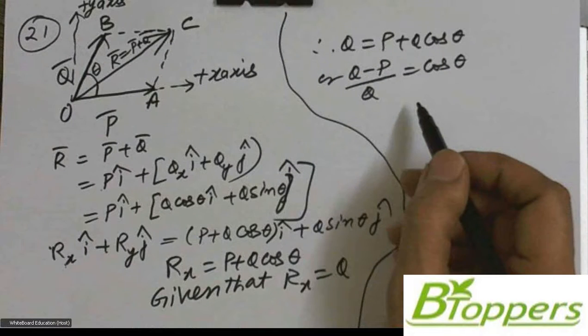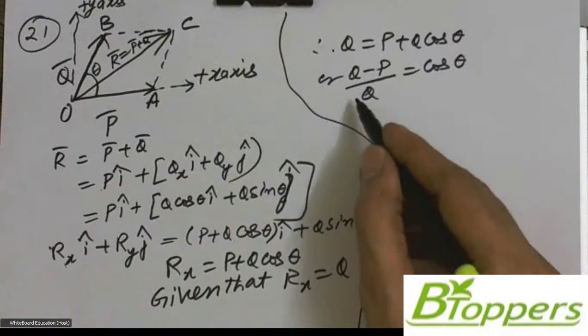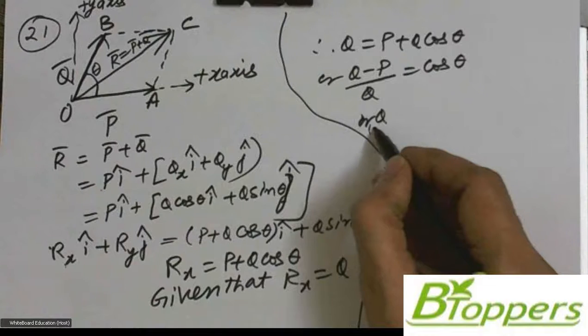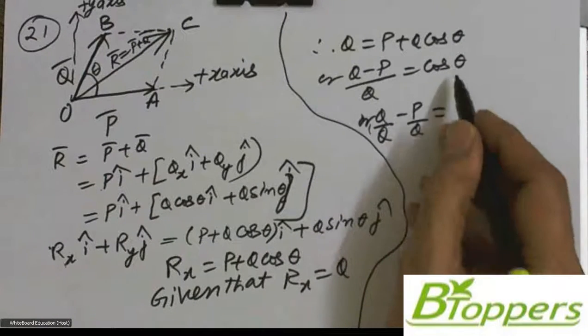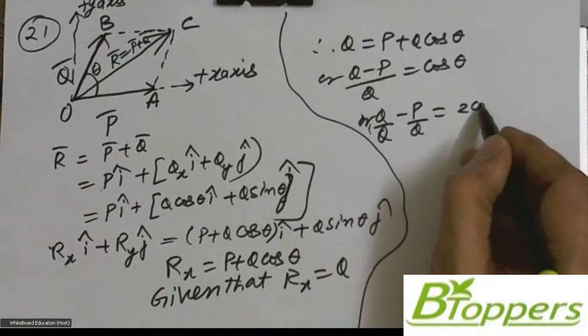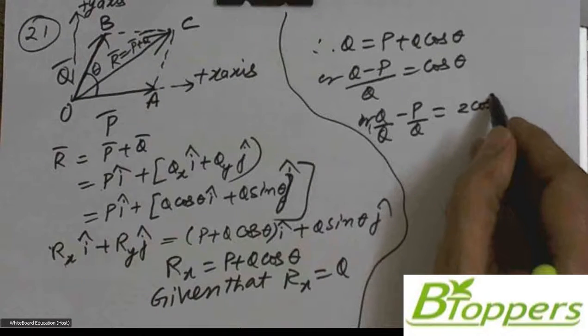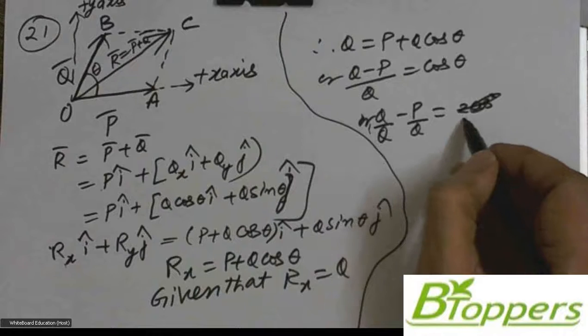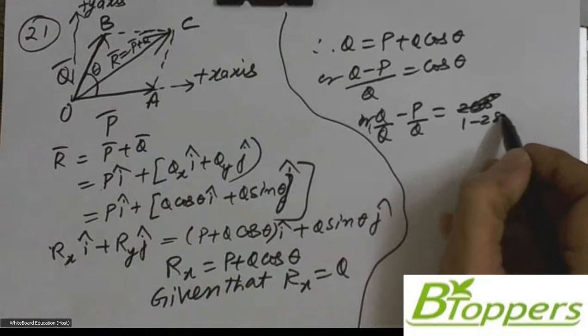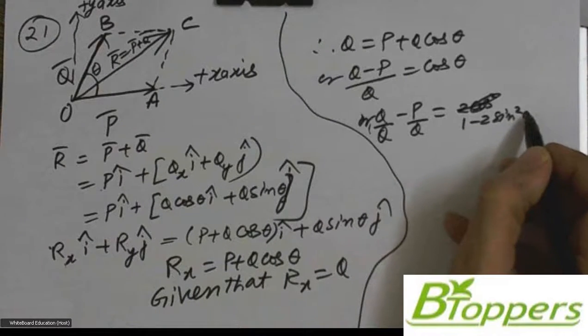So you can use some trigonometry formula here. On the left hand side you can write Q minus P by Q. On the right hand side, cos theta you can write as 2 cos square theta by 2 minus 1, or you can also write 1 minus 2 sin square theta by 2.